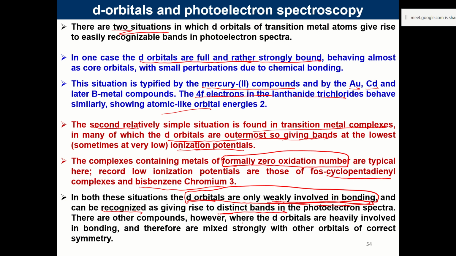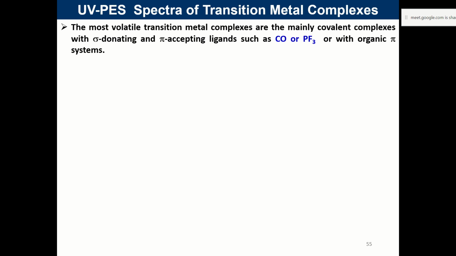In other cases where the d orbitals are heavily involved in bonding, mixed states would be found and it is slightly difficult, not so easy to interpret the photoelectron spectrum. But in the cases I am describing, where the d orbital is full or the transition metal is in the zero valent state, in all those cases it will be easy. So UV PES is usually done in the gaseous state.